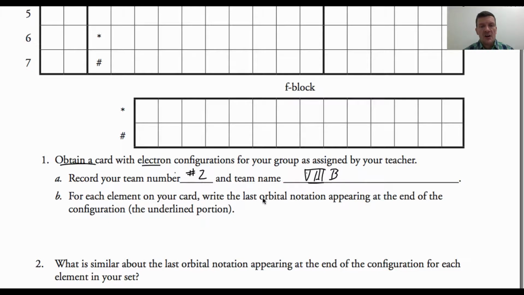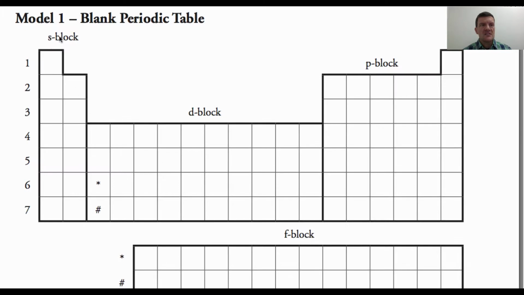For each element on your card, write the last orbital notation appearing at the end of the configuration. What that means is we're going to look at the electron configuration for everything in that particular group. So let's take one that's really simple. Let's take this first group right here, group 1. In the box for that particular element, I'm going to write the last part of the electron configuration for that element. So this would be hydrogen right here. The electron configuration for hydrogen is 1s1.